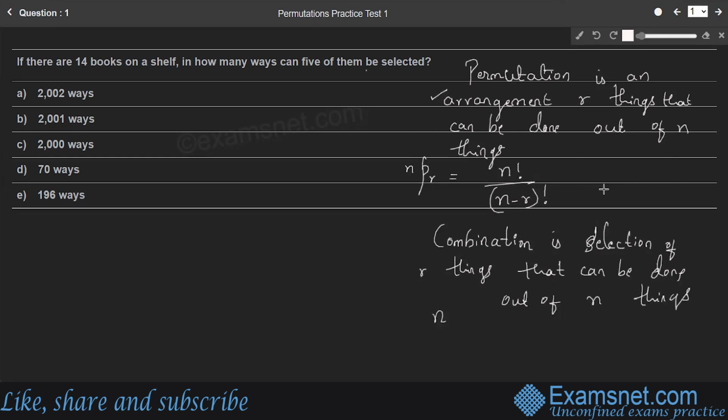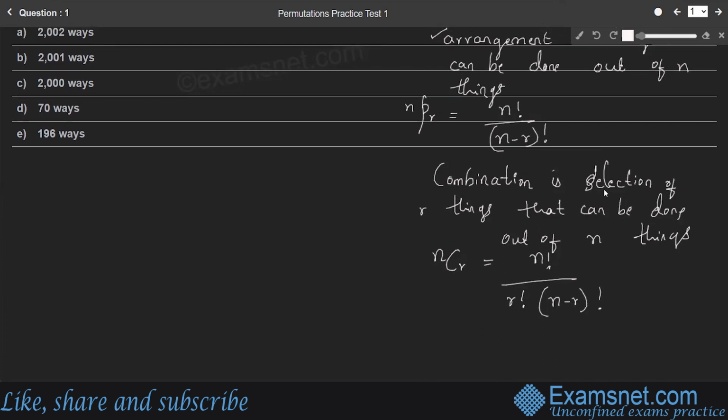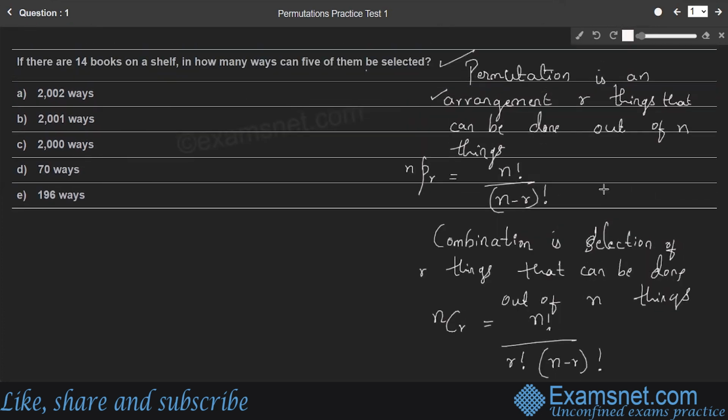So the formula for combination is NCR is equal to factorial N divided by factorial R into factorial N minus R, right? Here, the given question is based on combination. So let us read the question. If there are 14 books on a shelf, in how many ways can 5 of them be selected? So out of 14 books, we have to select 5 books. In how many ways can 5 books be selected? So that is called combinations.